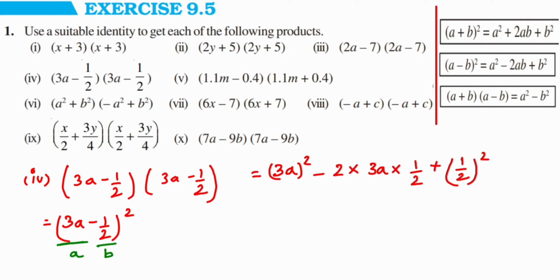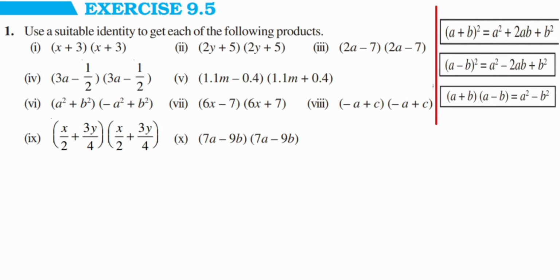So this is equal to (3a) square, which will be 9a square. Now to solve this you can cancel 2 and 2, so we're left with minus 3a, plus (1/2) square will be 1/4. So the answer will be 9a square minus 3a plus 1/4.